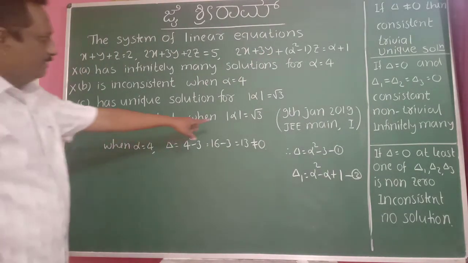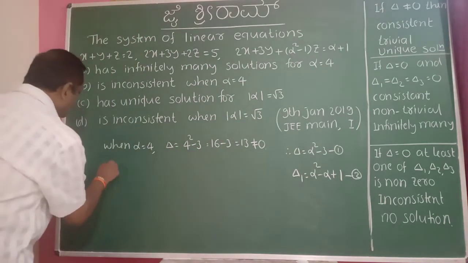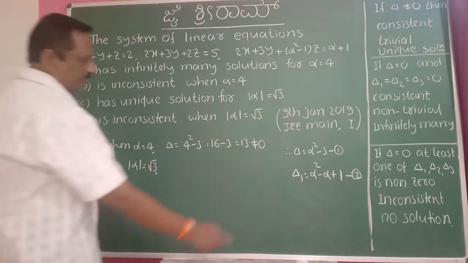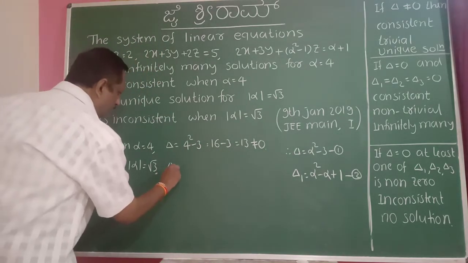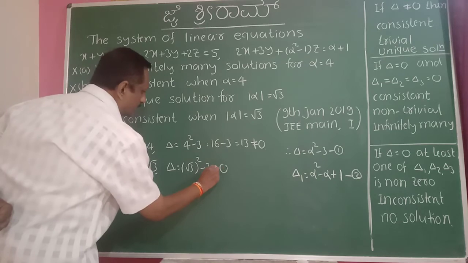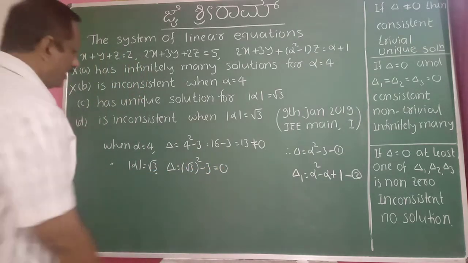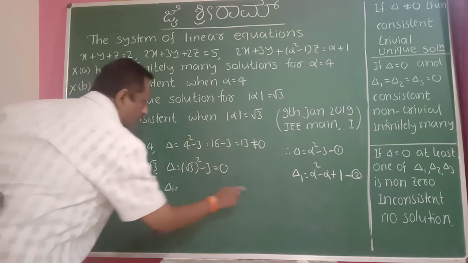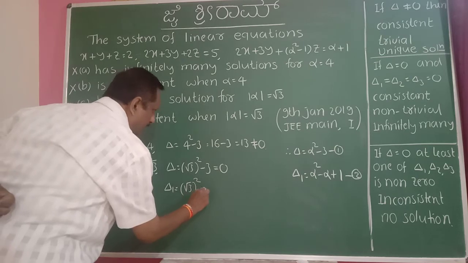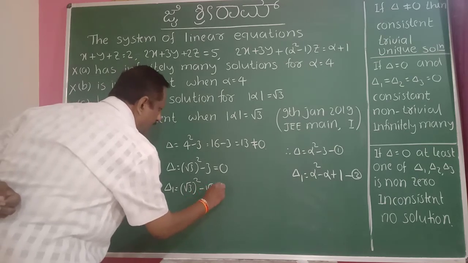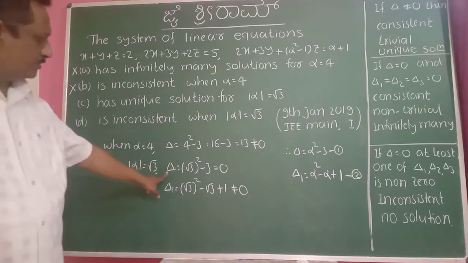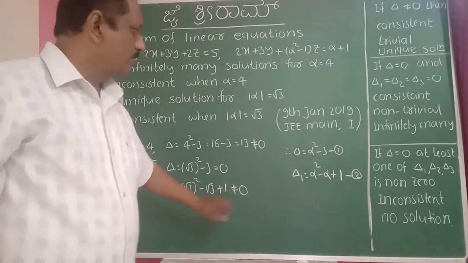Now try it for modulus alpha equal to root 3. Then delta is equal to root 3 squared minus 3, which is equal to 0. Hence delta becomes 0. And for delta 1, use root 3 squared minus root 3 plus 1, which is obviously not equal to 0. Here delta is equal to 0, delta 1 not equal to 0.